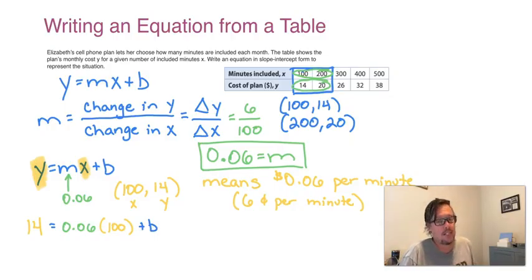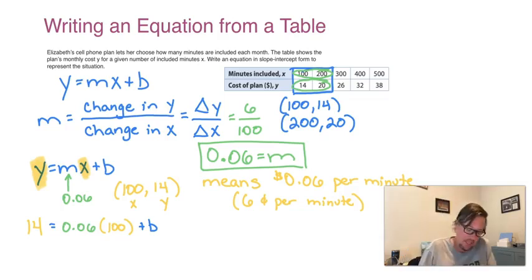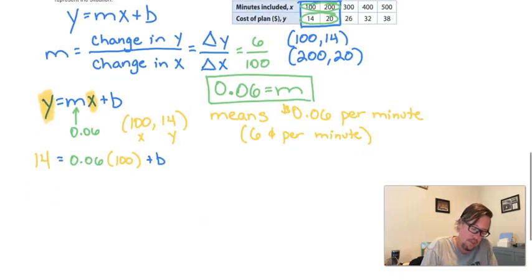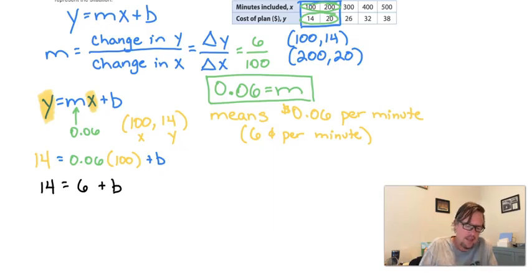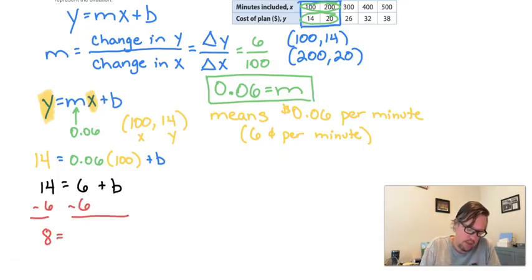So 0.06 times 100 is really easy. Multiplying a decimal by a multiple of 10 is pretty simple to do without a calculator. You just slide the decimal over a couple of times. 0.06 times 100 is 6. 14 is 6 plus what? 6 plus what is 14? Of course, the answer is 8, but if you didn't see that right away, you can figure it out by subtracting 6 from both sides using the subtraction property of equality. And there's my value of b.